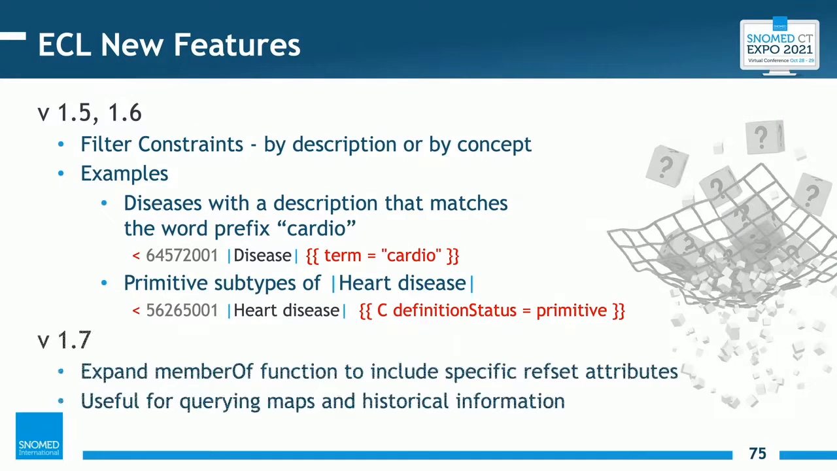Version 1.7 of the expression constraint language, which has not yet been released, will introduce new features which allow us to retrieve more granular information that is included in a reference set. The requirements for this functionality come from mapping and historical association or concept versioning use cases.